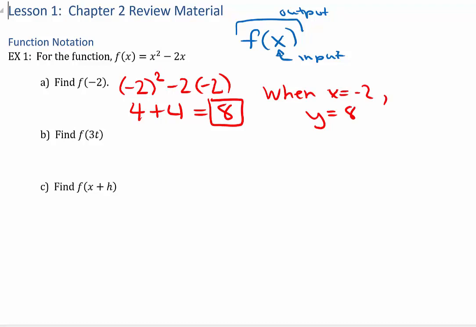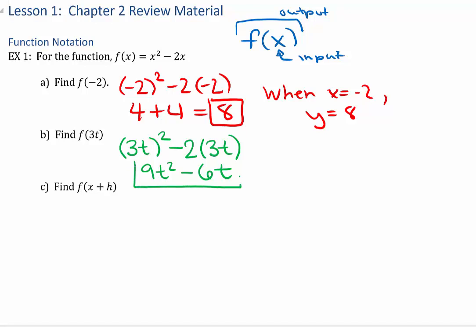Now we can plug in things that aren't numbers, we can plug in variable expressions, and it works the exact same way. If I want to find f of 3t, I am going to plug the 3t in for x. I replace both of the x's with 3t. 3t squared would be 9t squared. 2 times 3t is 6t. And that expression is my solution.